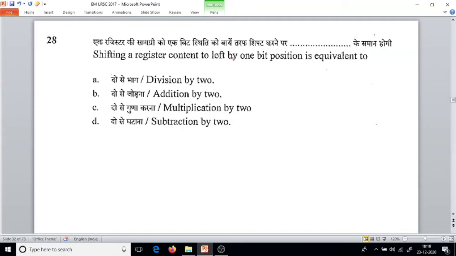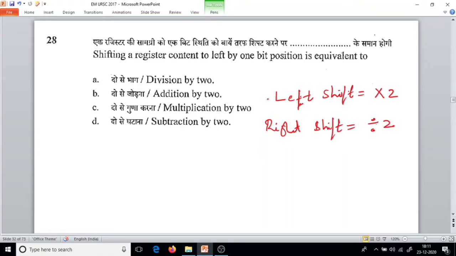Shifting a register content to left by 1 bit. Left shift is multiplication by 2. A right shift equals divided by 2. So the answer is option C.